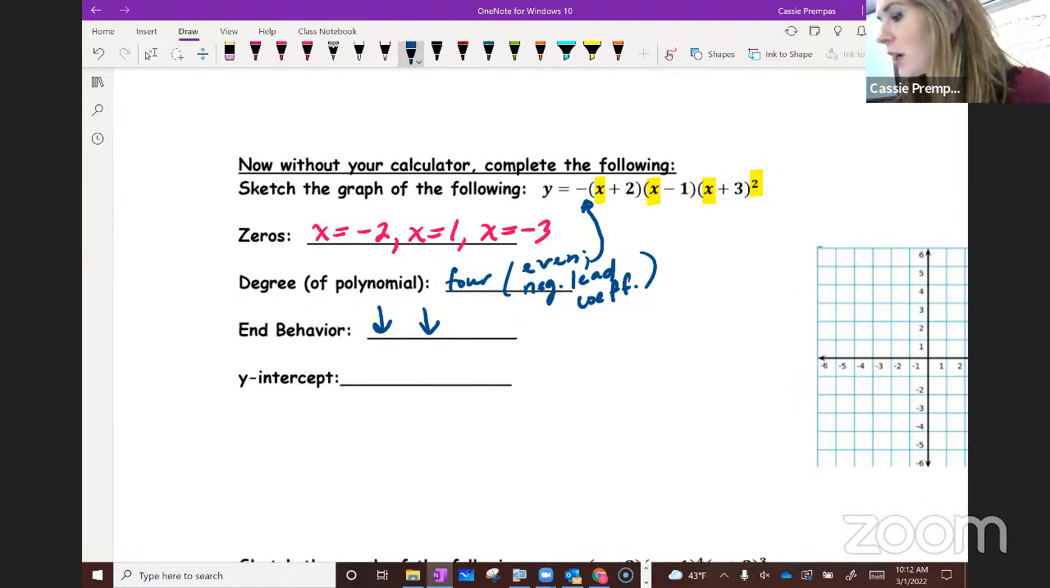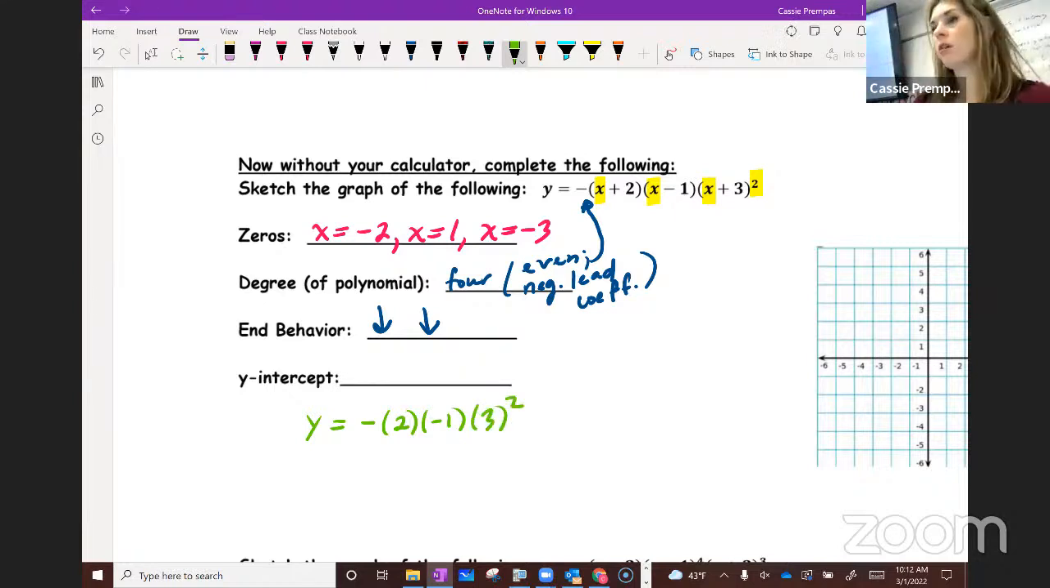The y-intercept again is where x is equal to 0. So I'm going to go ahead and plug 0 in. 0 plus 2 is 2. 0 minus 1 is negative 1. 0 plus 3 is 3, but I have to square it. A negative times a negative creates a positive. I have negative 2 times negative 1. Yeah, it's positive because a negative times a negative. Oh, sorry. No, we're good. And then we had 2 times 9, which will give me 18.